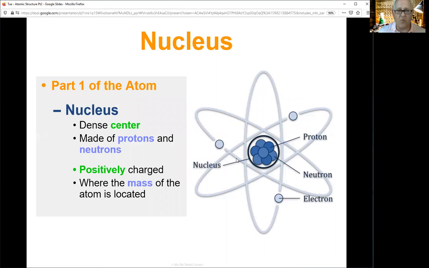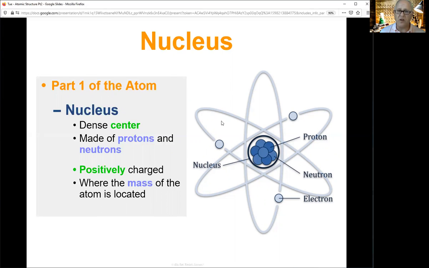Now, let's look at part 1 of that atom, the nucleus. You can draw this illustration in your notes so you have a better understanding of it, and you should be labeling it. The nucleus is the dense center. It's made of the protons and the neutrons. The protons are positively charged, and the neutrons are neutrally charged, meaning they don't have an electrical charge. This is where the mass of the atom is located. The mass of the atom is located in the nucleus.